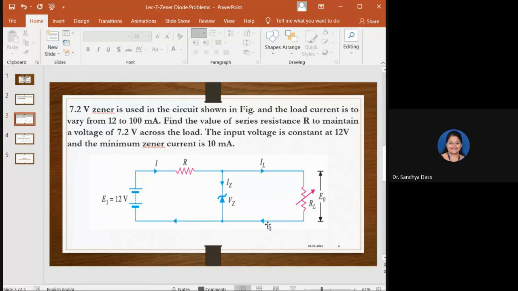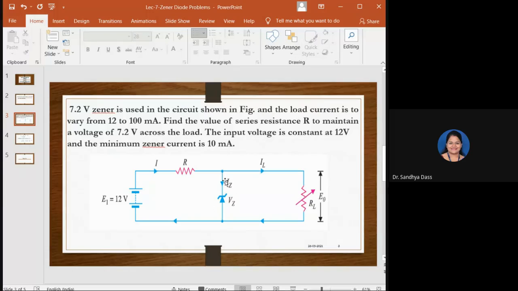Now, coming back to the RL value again. Observe here, if RL is maximum, what happens to IL? IL will be minimum, isn't it? When resistance is more, the current flowing through it will be less. So IL will be minimum. According to KCL, what will happen to the Zener current? It will be maximum, isn't it? So when RL is maximum, Zener current is maximum and IL will be minimum. Please note all these points, all right?